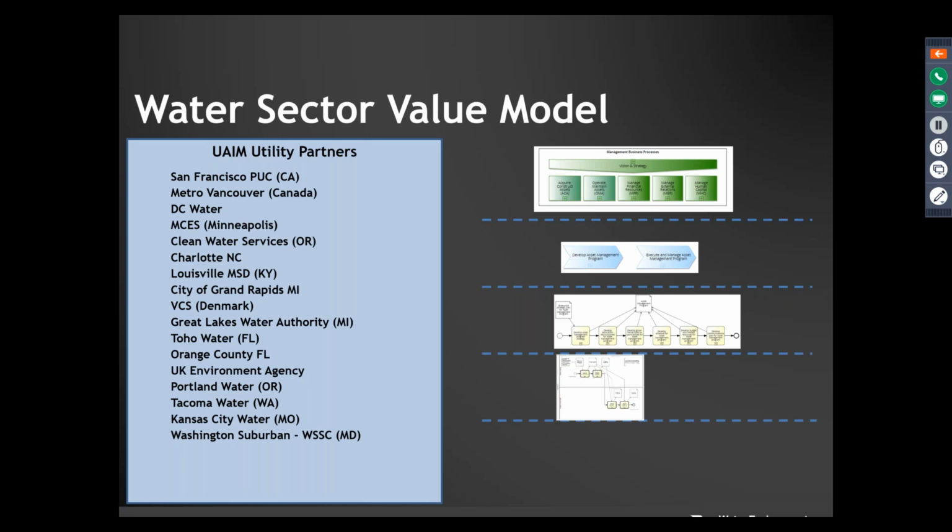Coming back to the water sector value model. So the water sector value model was first introduced, I think, at the beginning and first phase of the entire UAIM project. And it includes contributions from many of our utility partners who are participating in this project. It started out with a high level of what are standard business processes.